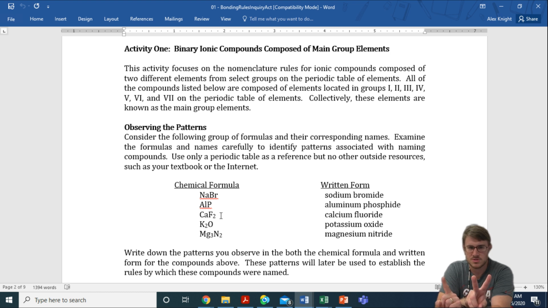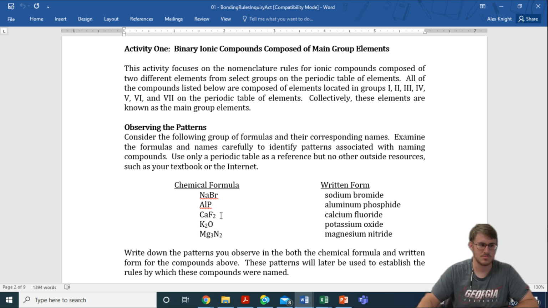There's 2 Fs. So calcium brought the 2, fluorine brought the 1, and they swap places to form the subscript. Ca1, or CaF2. You get it? You'll see a lot more. Look at the next one, K2O.